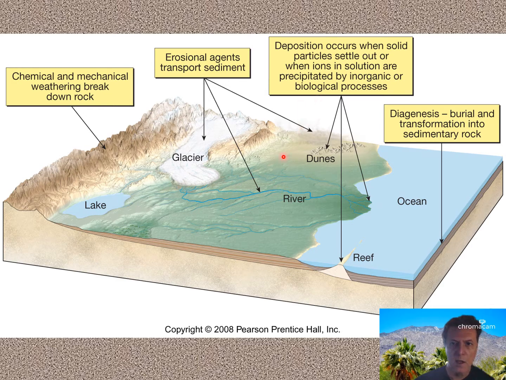Deposition occurs when the solid particles settle out. Then perhaps most, if not all, of the sediment ends up in the ocean, where it's deposited on the seafloor. It has many, many layers of sediment, which may be tens to hundreds of feet in thickness, to be buried and transformed into sedimentary rock.